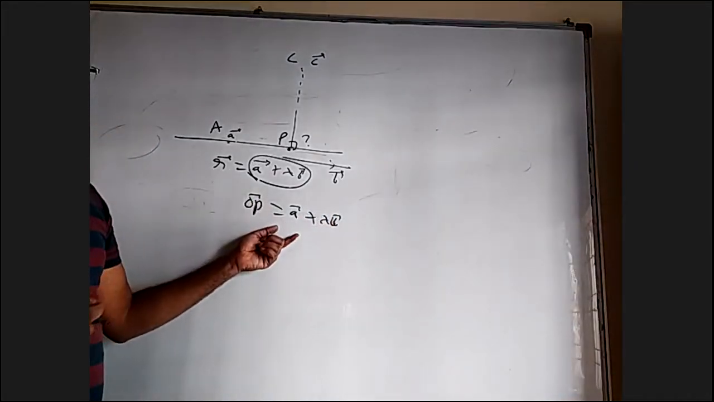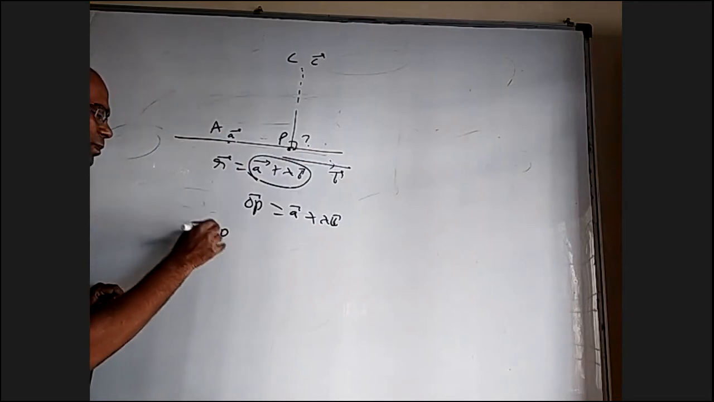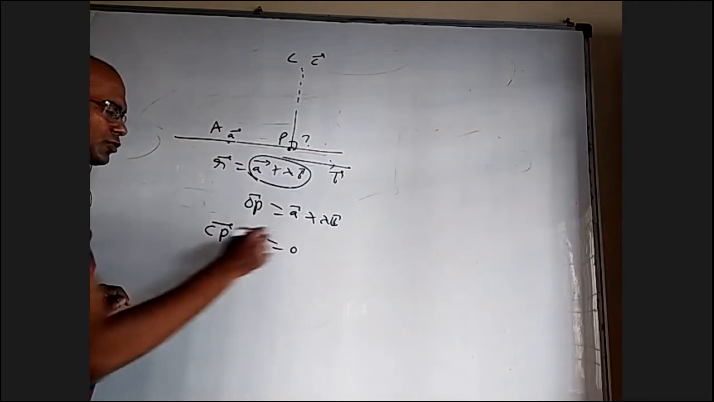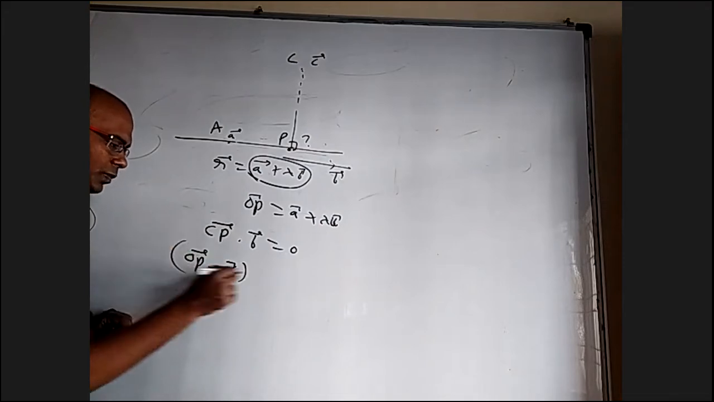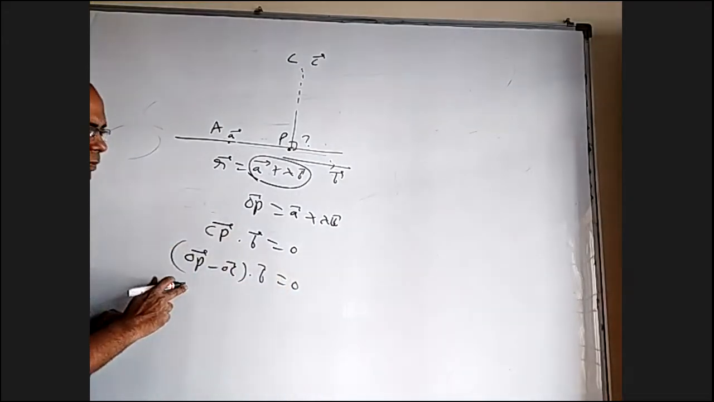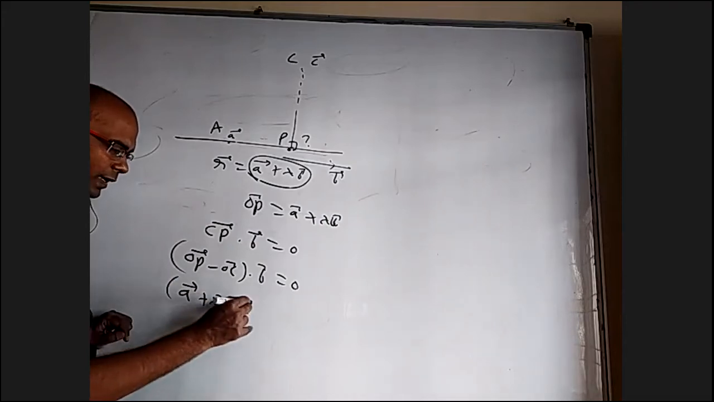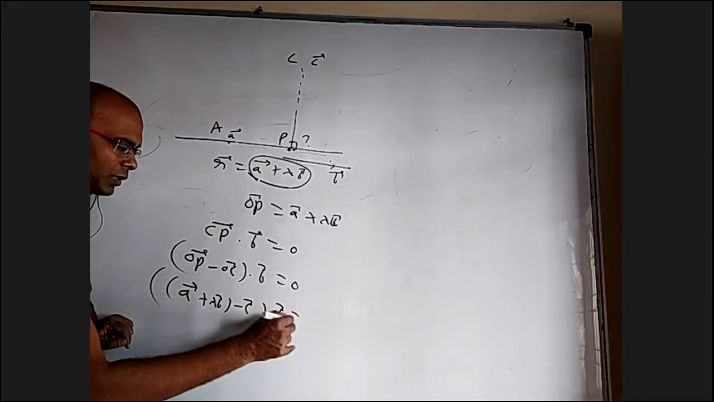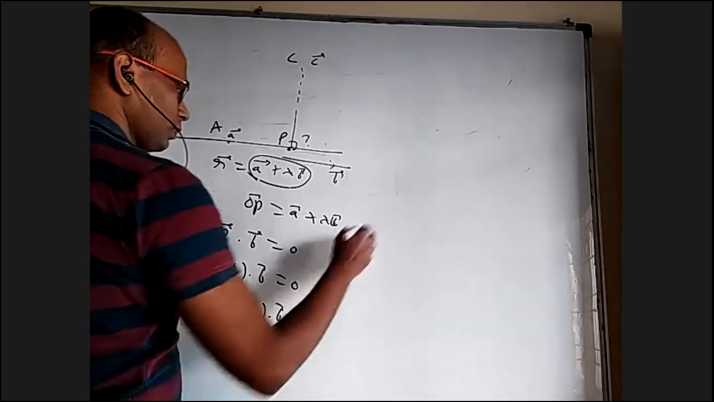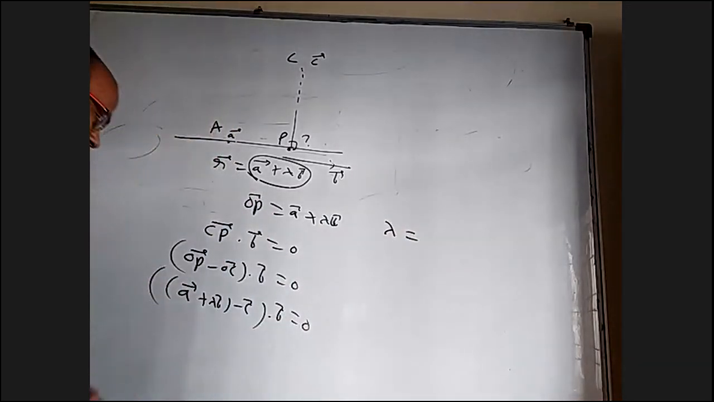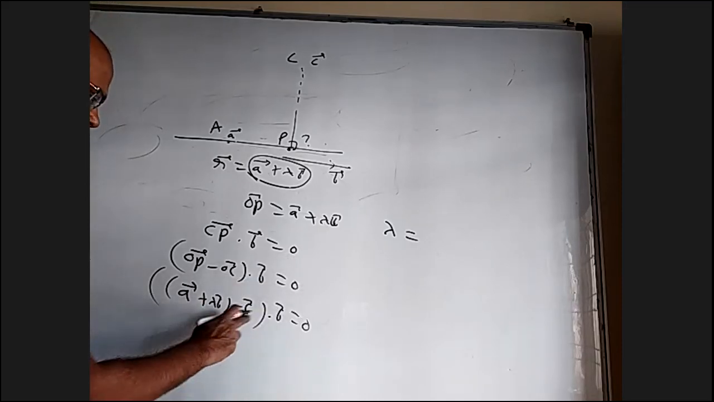How to know that lambda? This and this dot product should be 0. So what is that? CP bar dot B bar equal to 0. What is CP bar? (OP bar minus OC bar) dot B bar equal to 0. OP bar is A bar plus lambda B bar, so (A bar plus lambda B bar minus C bar) dot B bar equal to 0. From this I have to find lambda. Okay. So lambda is equal to, we'll get B dot B. This will go that side, C dot B.